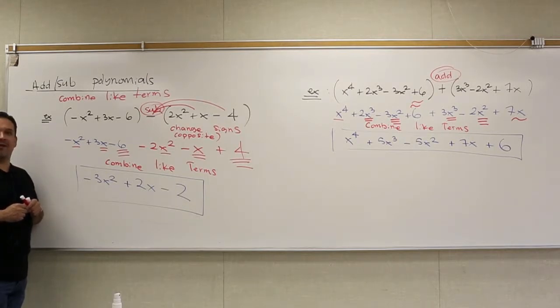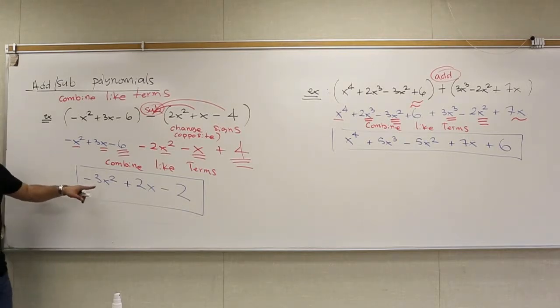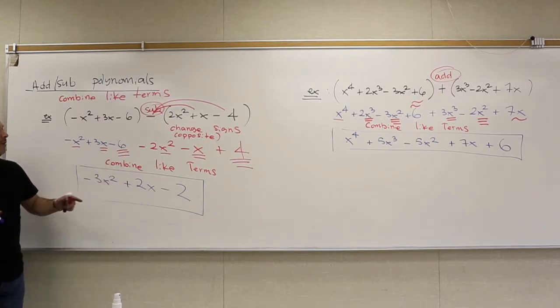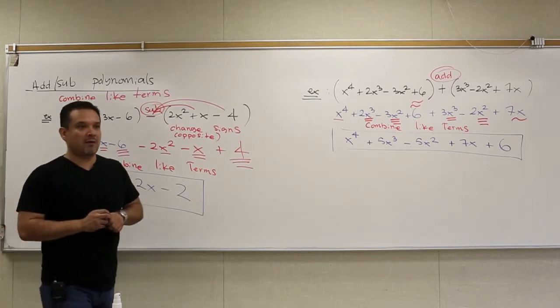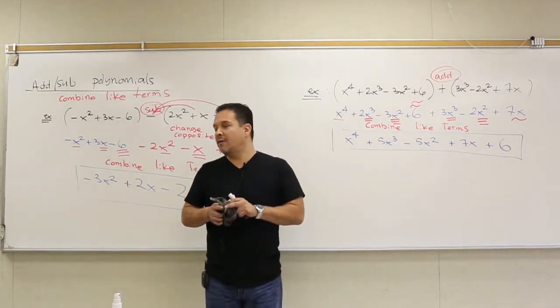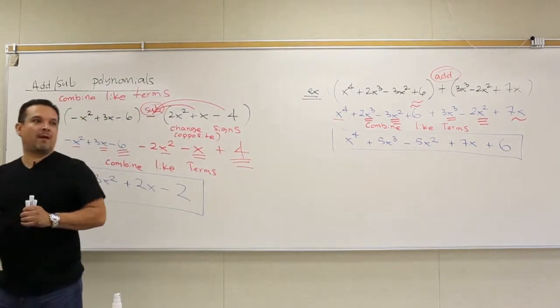All right, what do you guys notice? Is this descending order? Yeah. Okay, descending order, you get a polynomial. This is how you subtract. Yes, question? Why is it that when you subtract, you have to change the signs of the second polynomial?